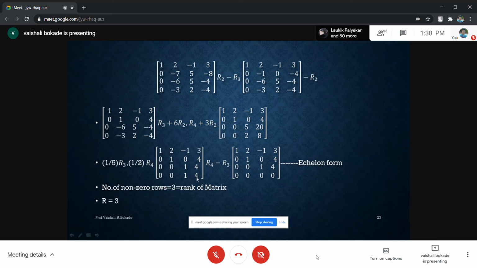identical rows. So what I'm doing is taking 1 by 5 of R3 and 1 by 2 of R4. I'm just getting two identical rows here, and one of the bottom rows I'm converting to 0 by using R4 minus R3. Yes, we are getting it here. The bottom row I'm having is 0.